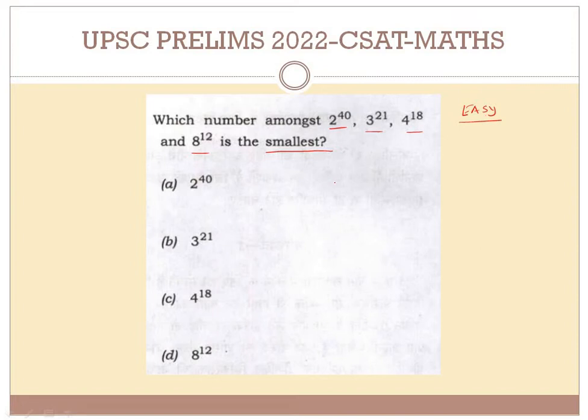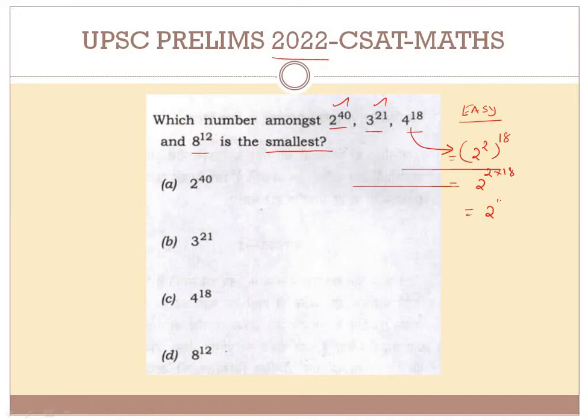We'll discuss that now. As I said earlier, this question was asked in this year's 2022 prelims examination, and here we have 2 power 40, 3 power 21, 4 power 18, 8 power 12. The smallest number is asked among these. So 2 power 40 and 3 power 21, you keep as such, and for 4 power 18, we can express 4 as 2 power 2, right? Now 4 power 18 can be expressed as 2 power 2 into 18. So what is the final thing? It will be 2 power 36.